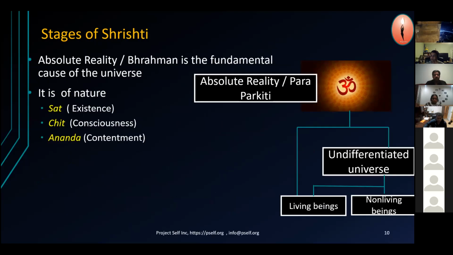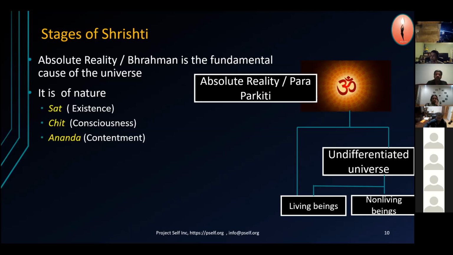So let's go. We saw this very same slide in the Bhagavad Gita class. This is the idea: the stages of Srishti. It starts with the absolute reality, which is the para prakriti. From the absolute reality, the undifferentiated universe comes out, which is known as apara prakriti. From the undifferentiated universe, all the non-living beings come, the world of matter. And for the living being, the body comes from the undifferentiated universe.